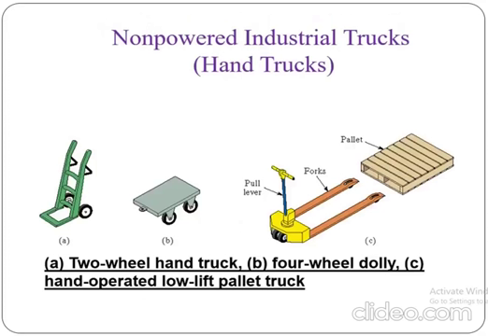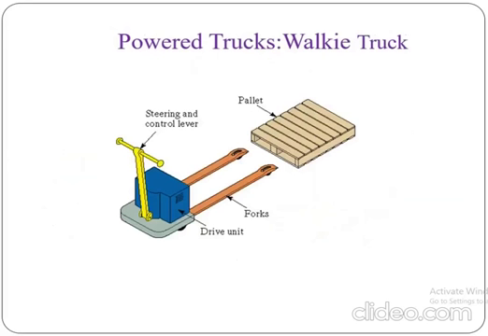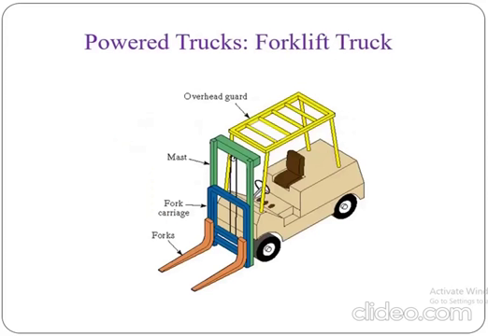First of all, non-powered industrial trucks. These are hand trucks, which don't require any type of power or electricity. A two-wheeler hand truck, four-wheeler dolly or hand-operated low lift pallet truck is called a non-powered industrial truck. Then power trucks, called walkie trucks. They require a steering and control lever, a drive unit, and forks, and obviously by using a pallet, the load is shifted from one place to another.